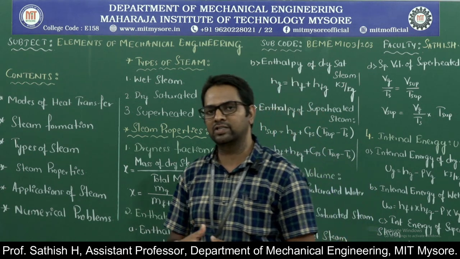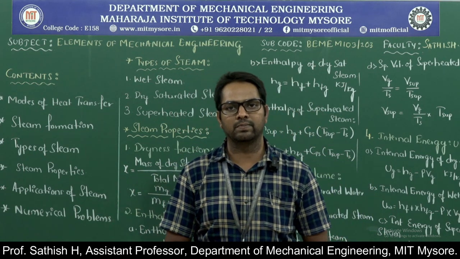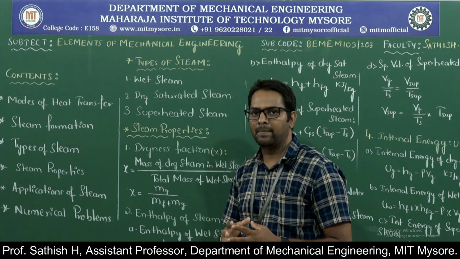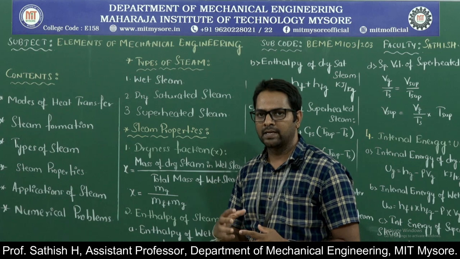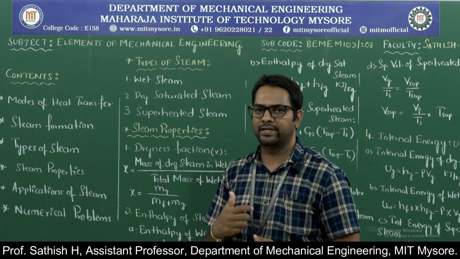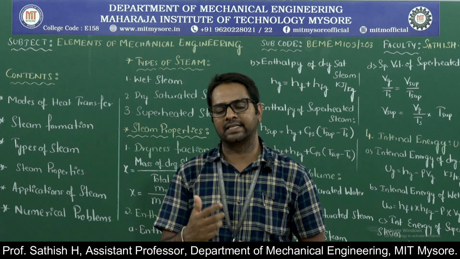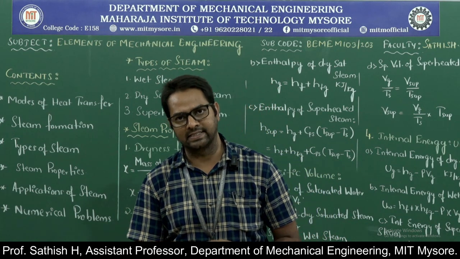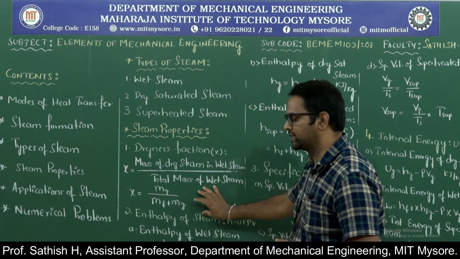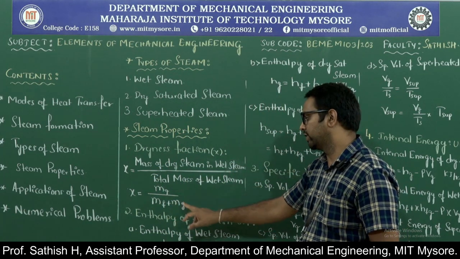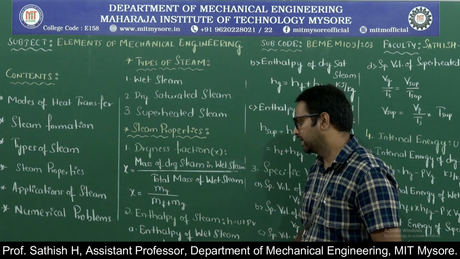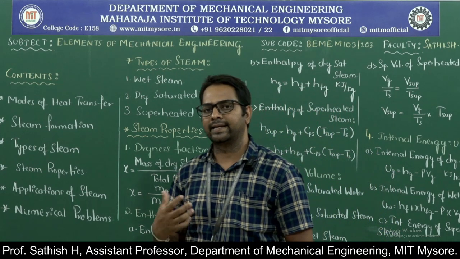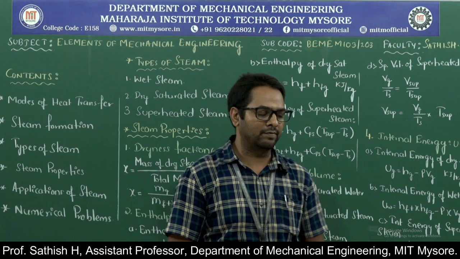It doesn't have units, because in the numerator we have mass and in the denominator we also have mass. Dryness fraction can be defined as the ratio of the mass of the dry steam present in the wet steam divided by the total mass of the wet steam. In the form of an equation, we can write x equal to mg divided by (mg plus mf). This is the equation we use for calculating the dryness fraction of wet steam.